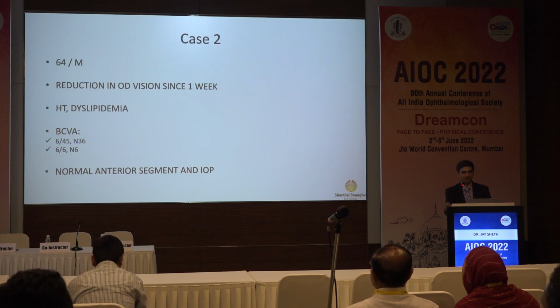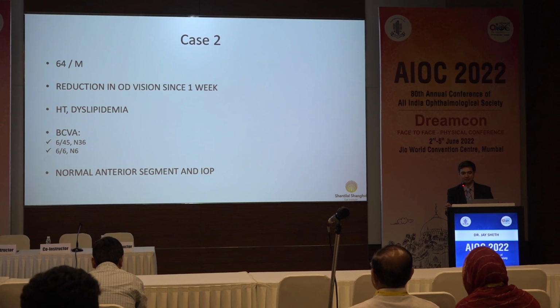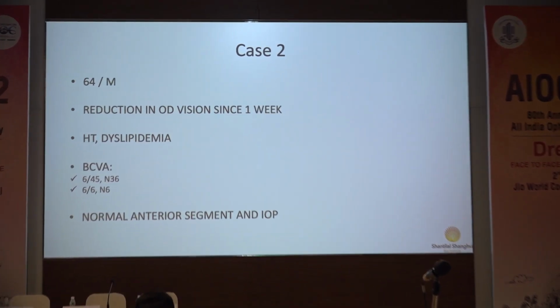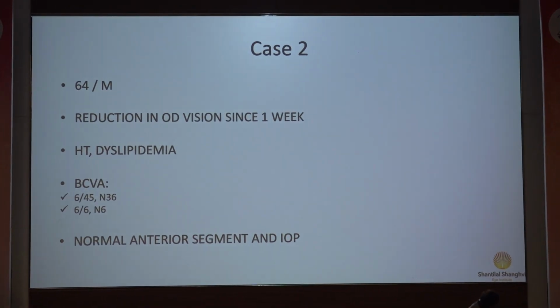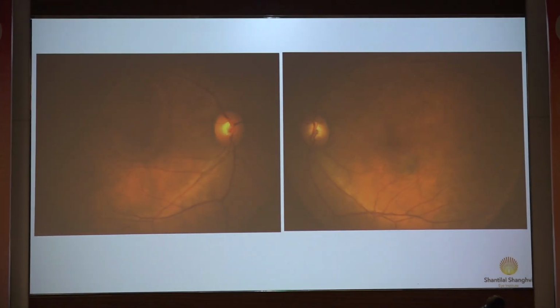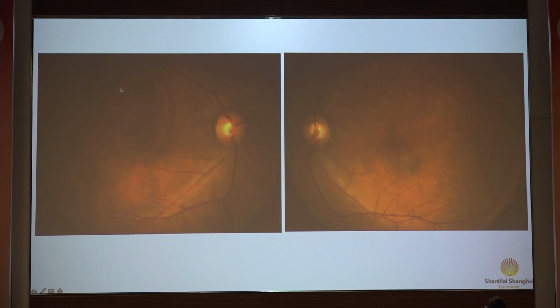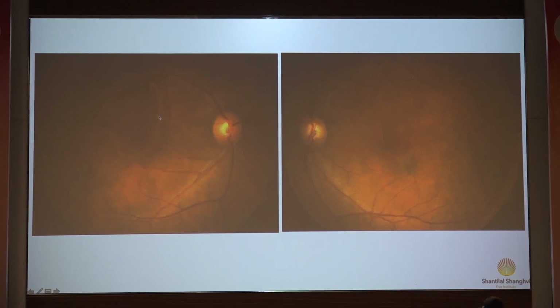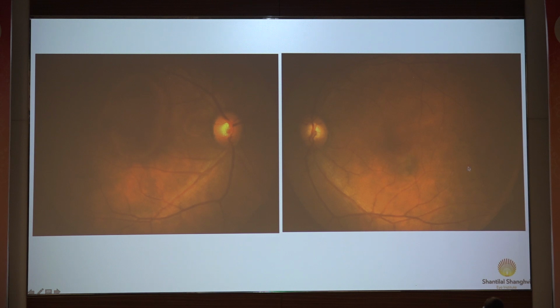This is a 64-year-old male who came with reduction of vision in the right eye since 1 week. His visual acuity was 6/45 and 6/36 in the right eye and 6/6 in the left eye. The right eye showed a large pigment epithelial detachment in the foveal region and another in the peripapillary area. In the left eye there were pigmentary changes just inferior to the fovea and track marks seen temporally.